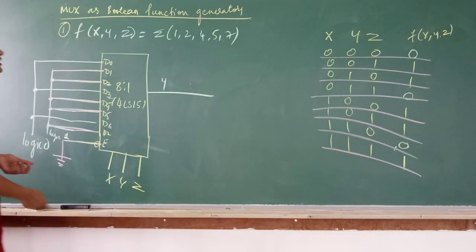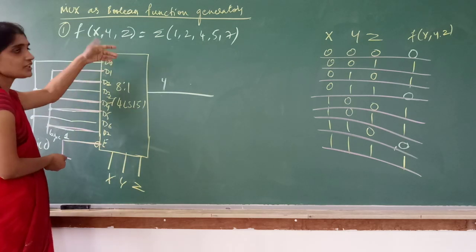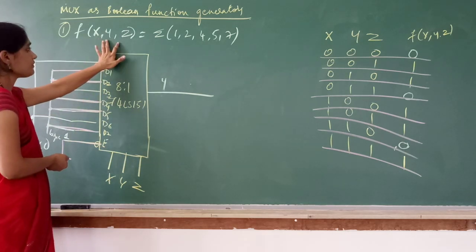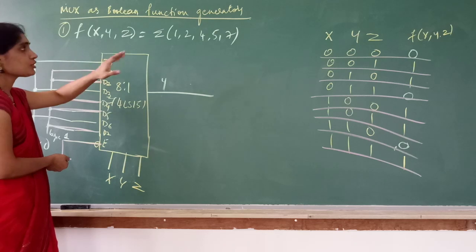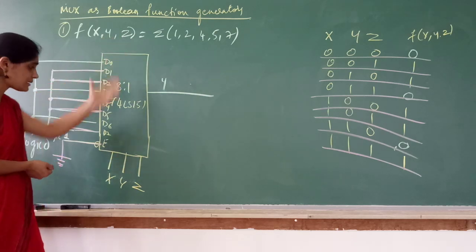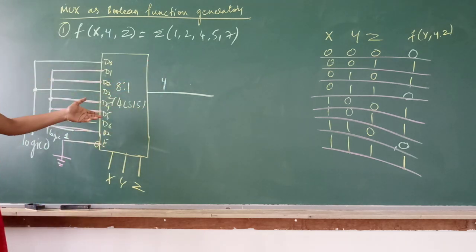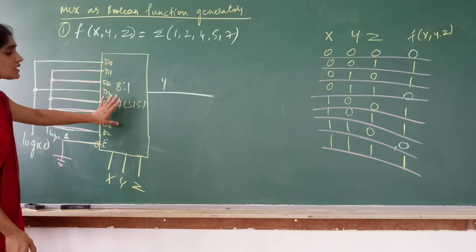That's all. So any function, if it is given to you, you can easily implement. 2 variables, select 4:1. 3 variables, 8:1. 4 variables, 16:1. Same way. Whatever the min terms they have given, connect them to logic 1, the remaining terms to 0. That's how you implement a function using a mux.